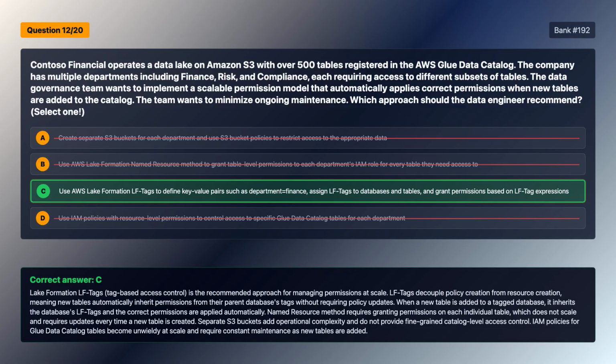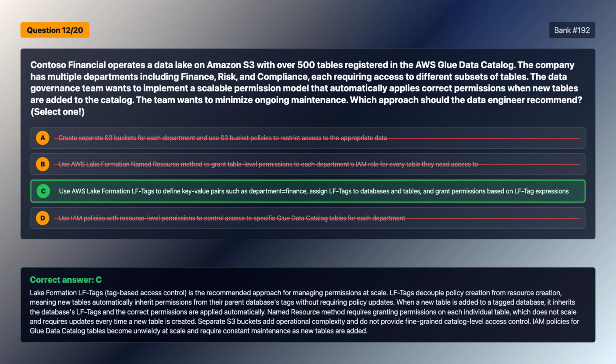Lake Formation LF-tags, tag-based access control, is the recommended approach for managing permissions at scale. LF-tags decouple policy creation from resource creation, meaning new tables automatically inherit permissions from their parent database's tags without requiring policy updates. When a new table is added to a tagged database, it inherits the database's LF-tags and the correct permissions are applied automatically. The named resource method requires granting permissions on each individual table, which does not scale and requires updates every time a new table is created.